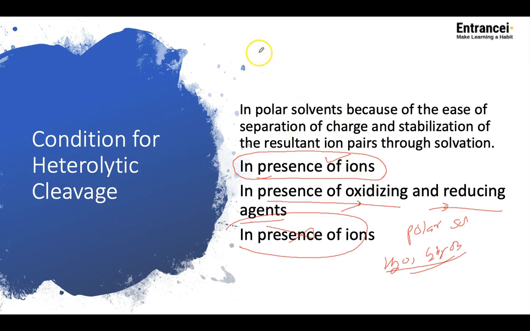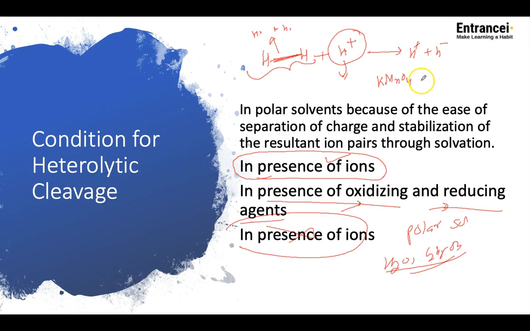If I take H-H and this molecule is treated with some ion, so this is a non-polar solvent. If this H plus is absent, I can go for homolytic cleavage. But if H plus is added, this is an ion, and in the presence of H plus, this non-polar molecule initiates heterolytic cleavage. So in the presence of potassium permanganate, dichromate, polar solvents, water, ethanol, all these initiate heterolytic cleavage by forming ions.